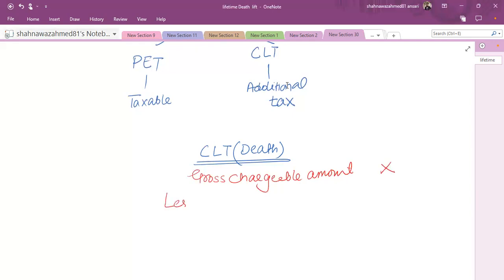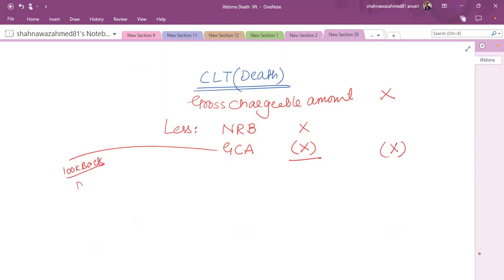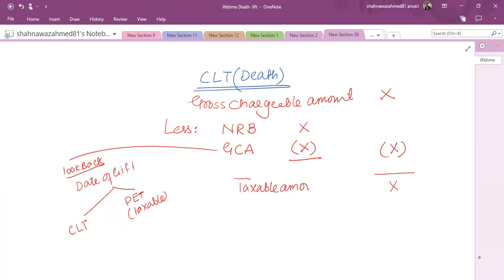And then we'll deduct NRB. NRB at the time of death will be given as well. And again, we'll look back 7 years and see the gross chargeable amount of the last 7 years, cumulative, and this is the available NRB. Now here, when we look back 7 years, we'll look back from the date of gift, not from the date of death, and consider in the previous 7 years all CLT and those PET which become taxable later on. So after gross chargeable amount and NRB, we'll get a taxable amount, and at the time of death IHT rate is 40%.